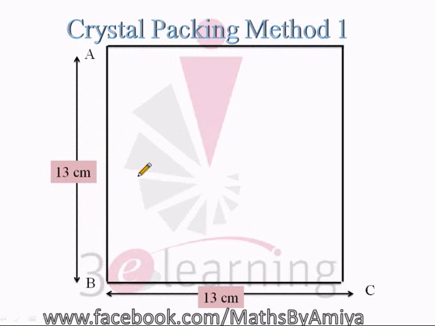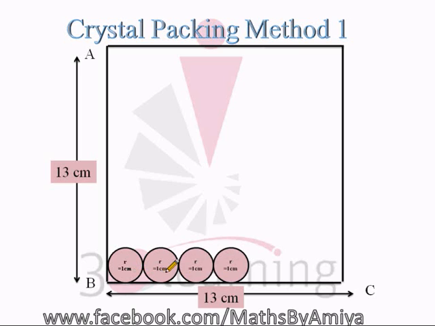Okay, let's start. We have a question where the square is 13 by 13 centimeters. Now we have to place circles of radius 1 centimeter. We can check: the radius is 1 centimeter, so the diameter is 2 centimeters. We can only place 6 circles in the horizontal. The total is 12, so we are left with 1 centimeter as wasted space.